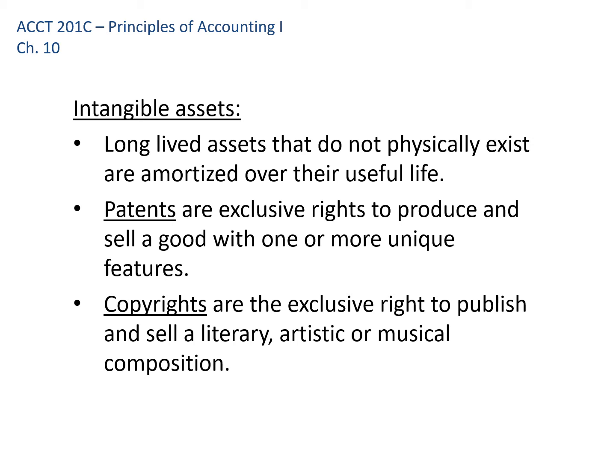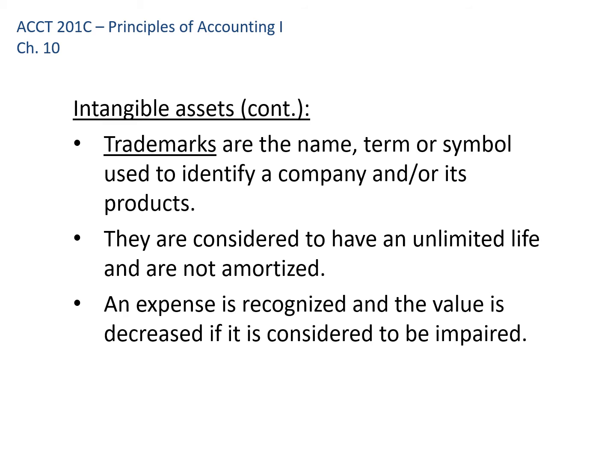Copyright is similar, but it applies to published works, so like books and songs and poetry and things like that. I should mention patents are good for 20 years. Copyrights are good for the life of the author plus 70 years. Next one is trademarks like Coca-Cola or Apple or the Nike swoosh. Those are marks that intend to identify a company or a product. They have an unlimited life. As long as you continue to use the trademark and show that, they continue to be protected and have value. So we don't amortize trademarks.